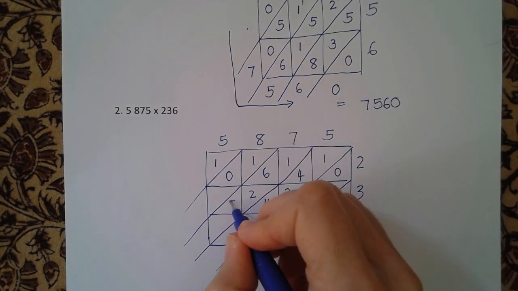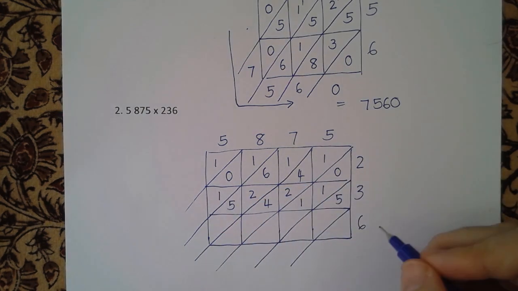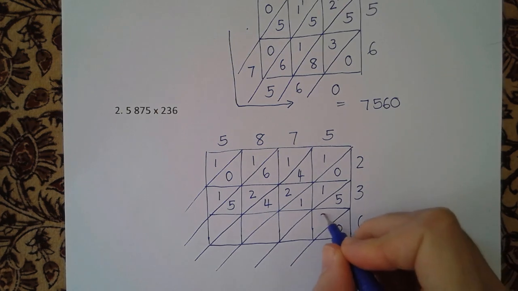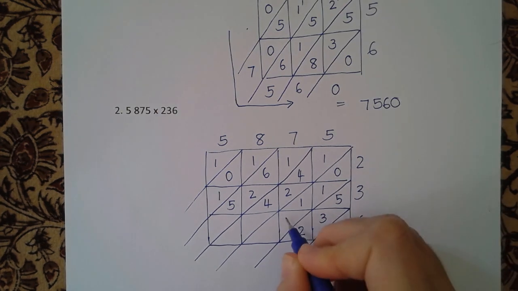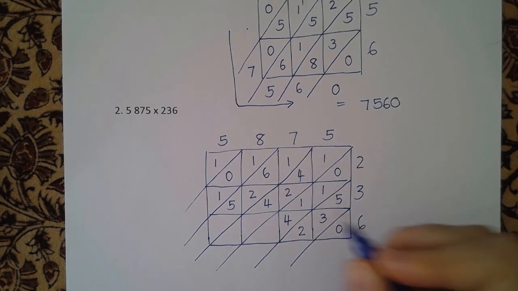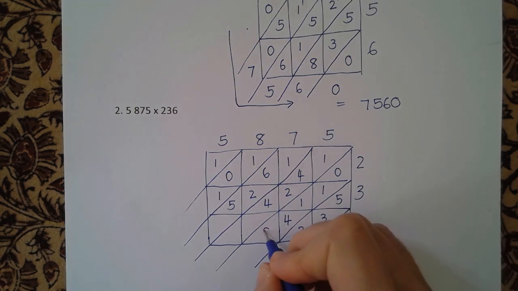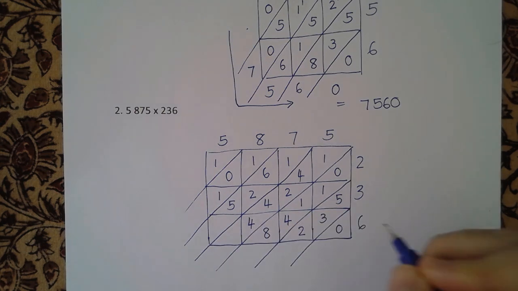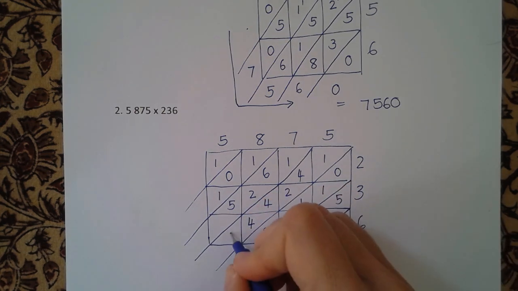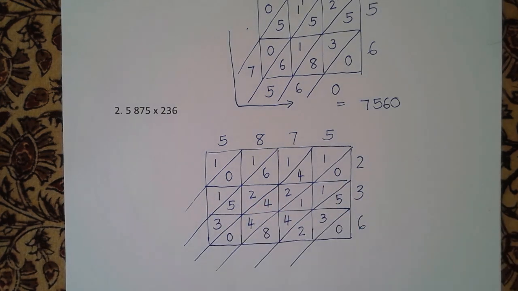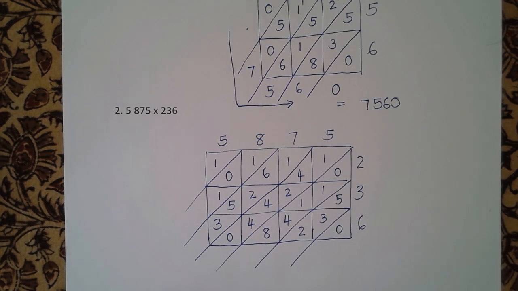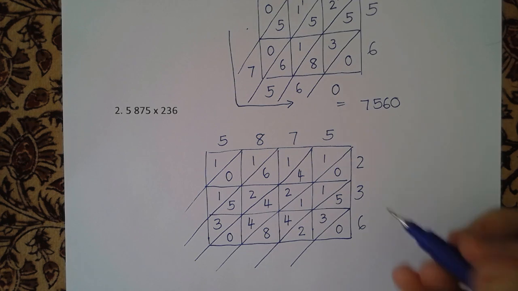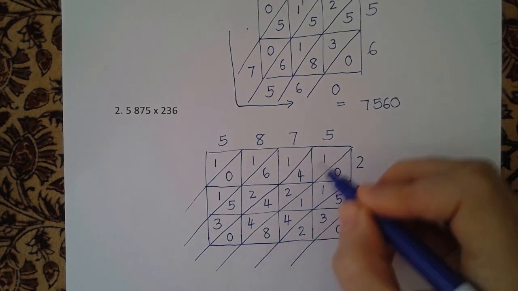3 times 5 is 15. 6 times 5 is 30. 6 times 7 is 42. 6 times 8 is 48. And 6 times 5 is 30. Okay, so units under the diagonal line and then the tens above the line. Now we're going to add up diagonally.